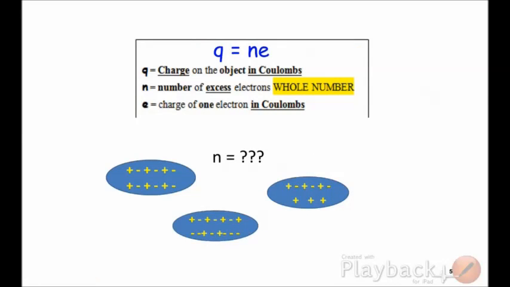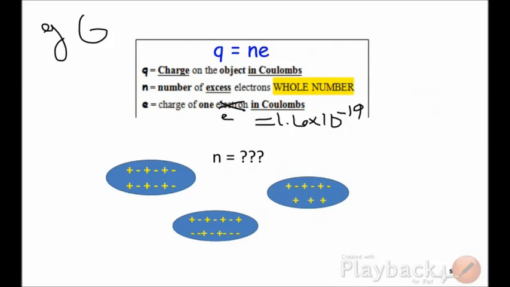Alright, so here's a nice small equation, beautiful equation, wonderful equation, not in your reference table equation. Q equals NE. Q is the charge of an object in coulombs, N is the number of excess, and E is the charge of one electron or proton, one elementary particle. So E always equals 1.6 times 10 to the negative 19th. It's a constant like little g and big G and all those.